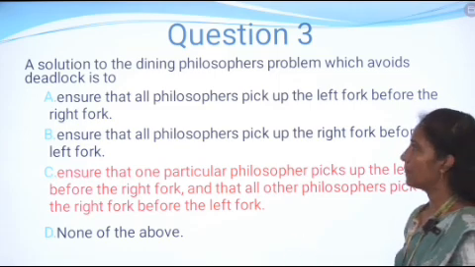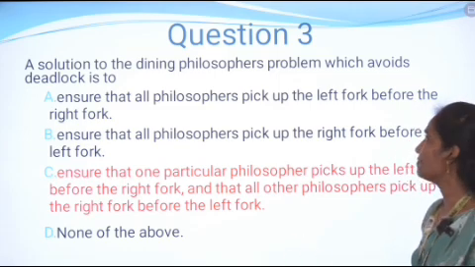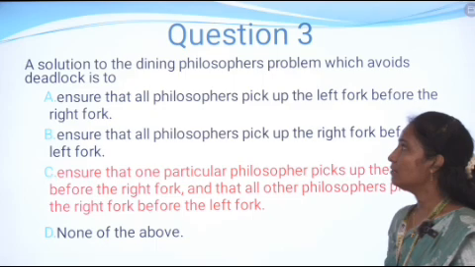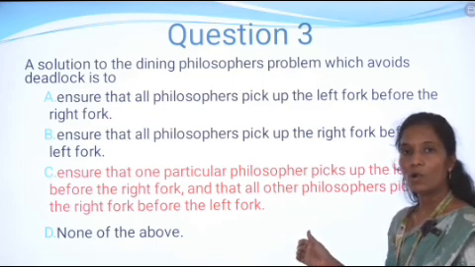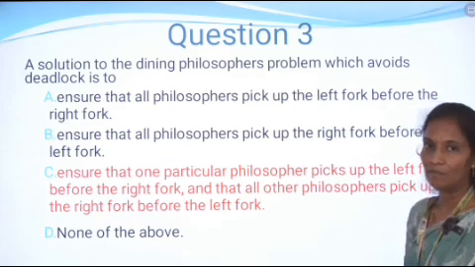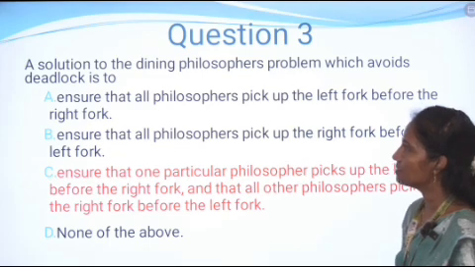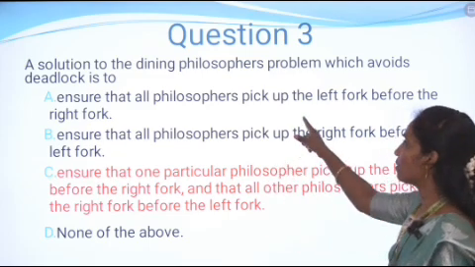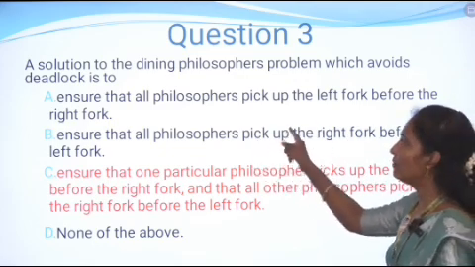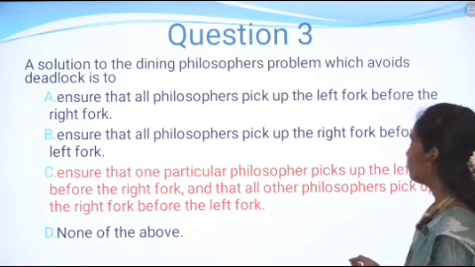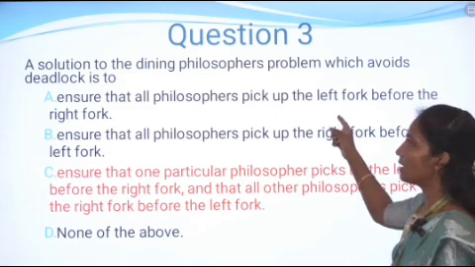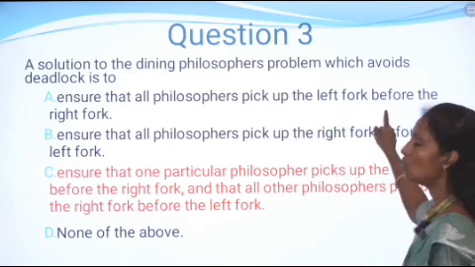Question number 3 is, a solution to the dining philosophers problem which avoids deadlock is. So here we have to find the solution for avoiding deadlock using the mechanism called the dining philosophers problem. We'll see the first situation. The first situation is ensure that all the philosophers pick up the left fork before the right fork. If the philosophers pick up the left fork before the right fork, this may lead to deadlock. So this is not the answer for this question because this will lead to deadlock.